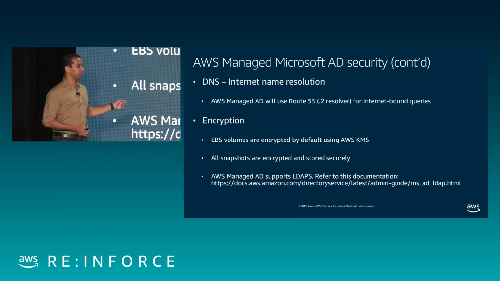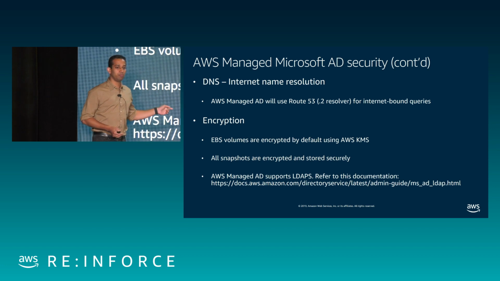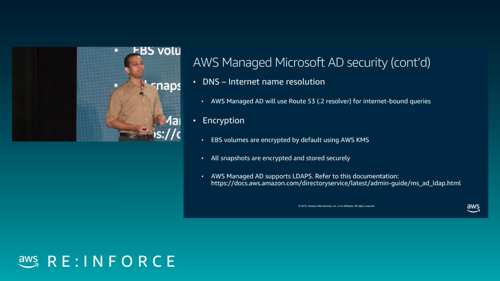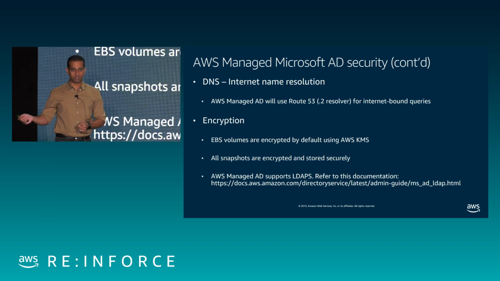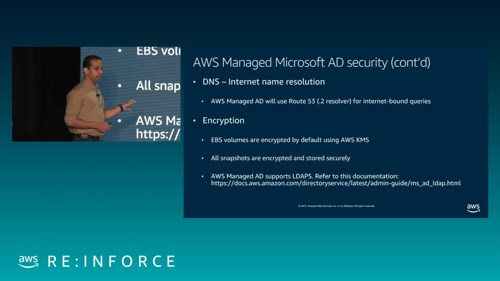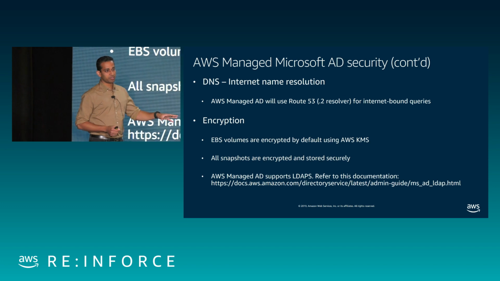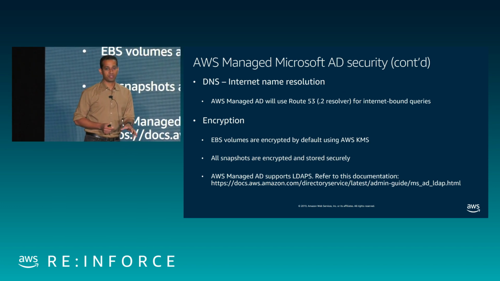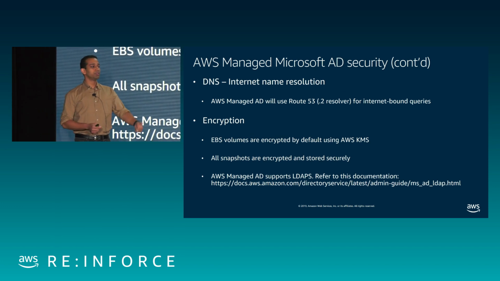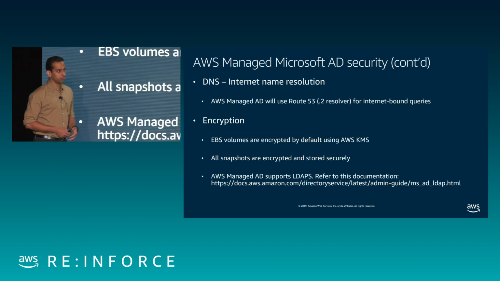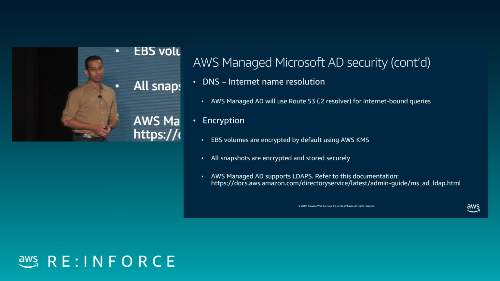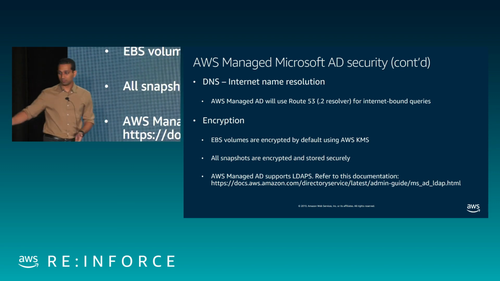Lastly, LDAP-S. By default, when you launch AWS Managed AD, LDAP-S is not turned on because LDAP-S requires a certificate service, right? But it is supported. What you need to do is first set up ADCS or certificate services, and then set up managed AD to go pull certificates from there before you can turn on LDAP-S. So it's supported, but it's one extra step before you get there.